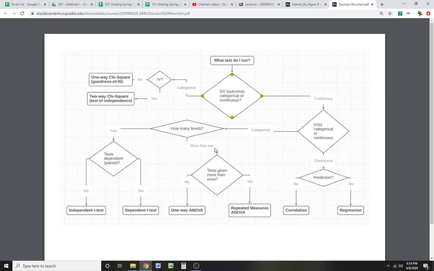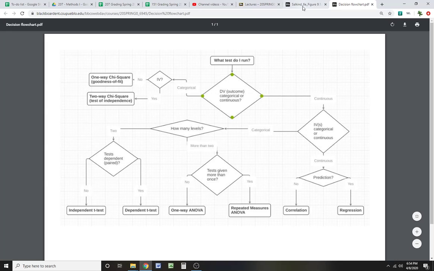If you have more than 2 levels, you go this way, and it asks, are the tests given more than once? Okay, again, are they dependent? So if the tests aren't given more than once to the same participants, it's a one-way ANOVA. If they are given more than once to the same participants, it's a repeated measures ANOVA. So this flowchart is based on whether your variables are categorical or continuous, and it helps you choose which test.